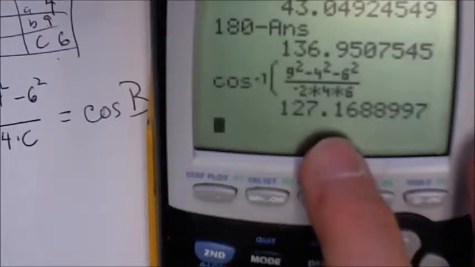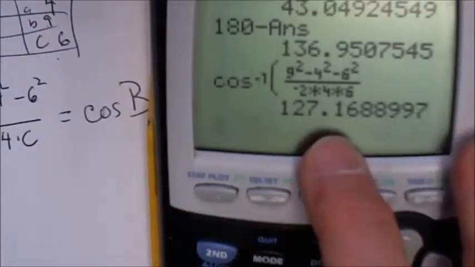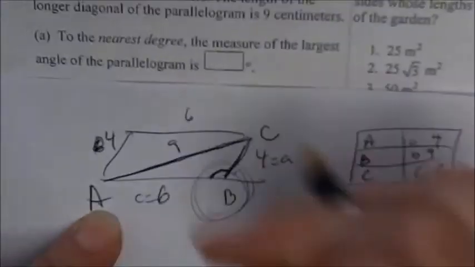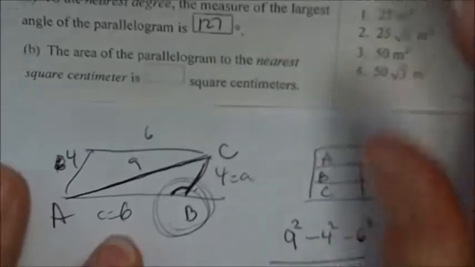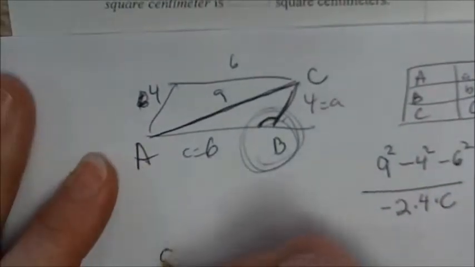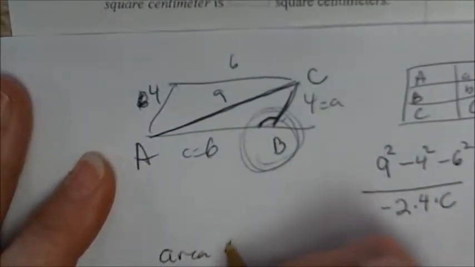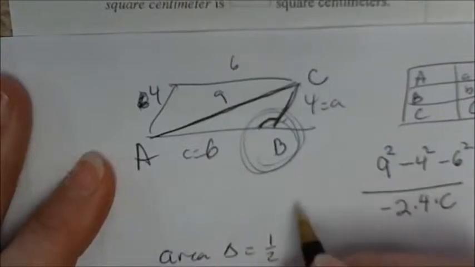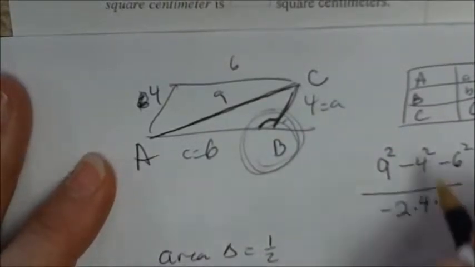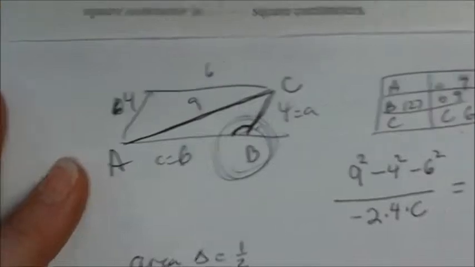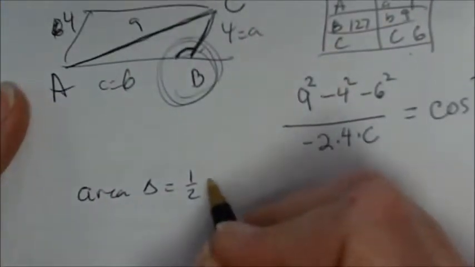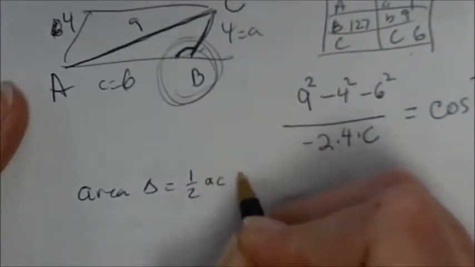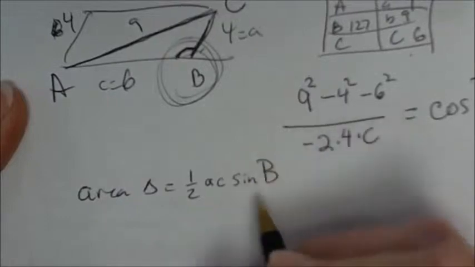The angle is 127 degrees to the nearest degree they wanted. So 127. And hopefully that matches up. Yep. And the area of the parallelogram, well, the area of a triangle is 1/2. Now you know angle B here, it's 127. So the area is 1/2 AC sine of big B.